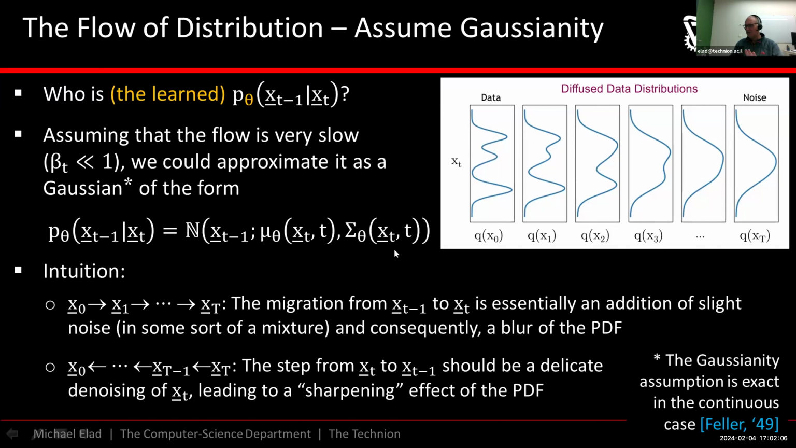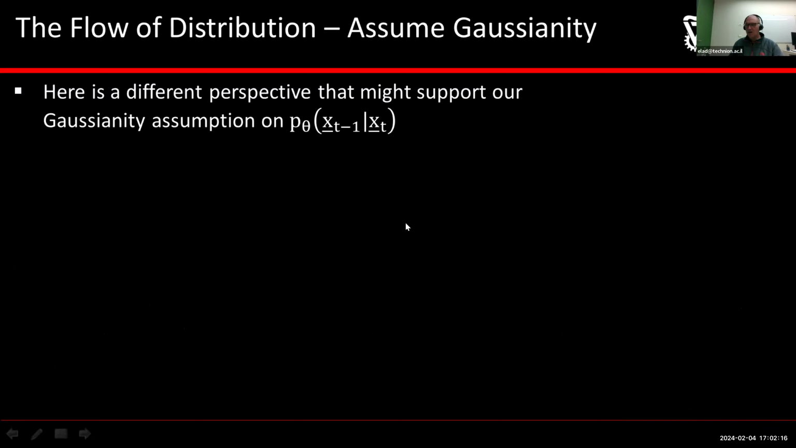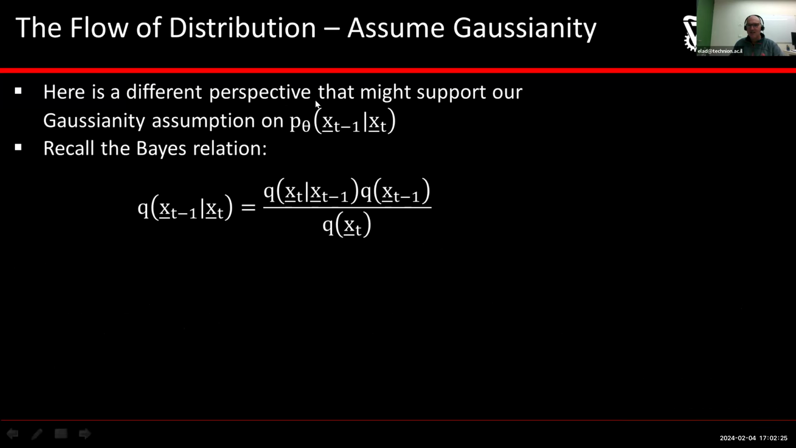Okay, but this is just intuition. Let's move on. So this assumption of Gaussianity, let me motivate it from a different direction. Just a minute ago, we tried to use Bayes and got stuck. Let me try to use it again. And this time, it will do a service for us. You see, this is the Bayes rule that we just wrote.